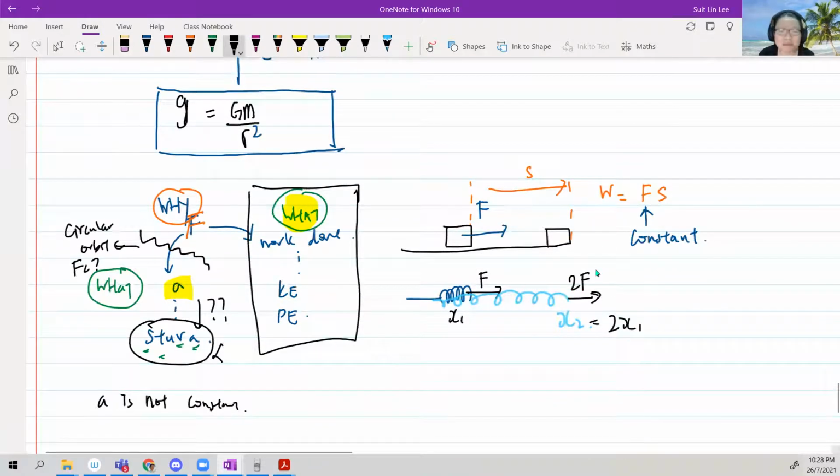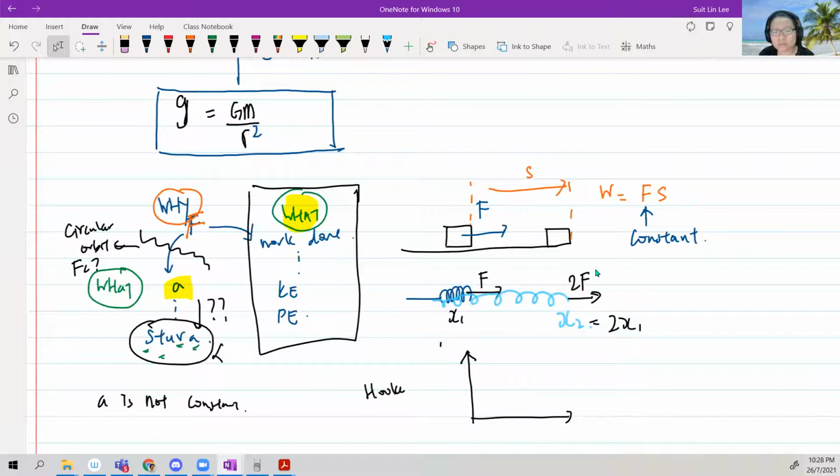Still got proof. Got, my friend Hooke. Have you heard of him? Captain Hook. Fx, it looks like that. x1, x2. So this one will be F, and this one will be 2F. So if I want to find the work done to stretch the spring from x1 to x2, what do I look for again? Area under the Fx graph.